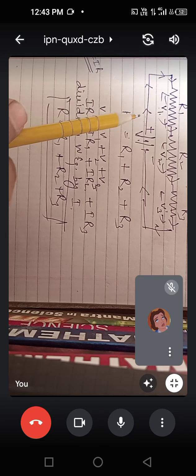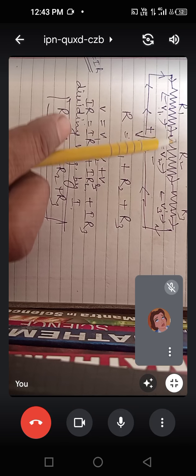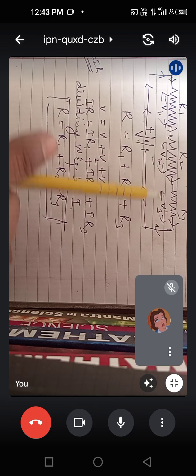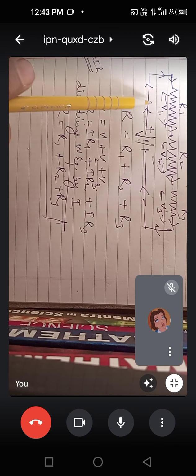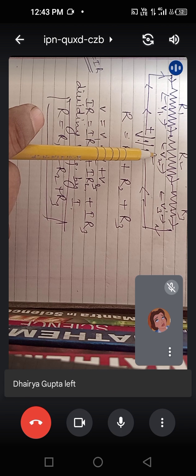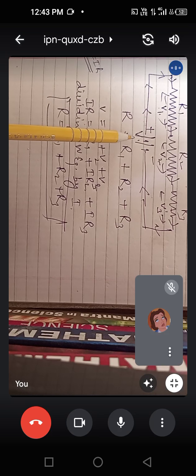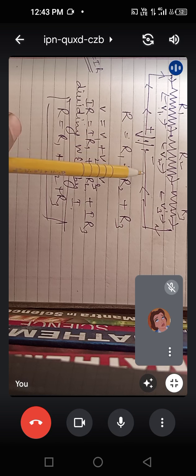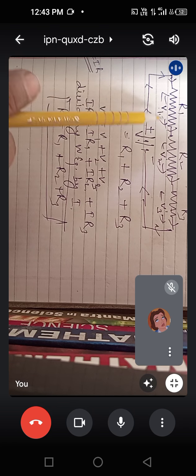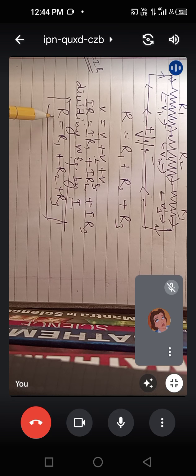You can see here a circuit. Three resistances are there, R1, R2, R3, and the potential across R1 is V1, across R2 is V2, and across R3 is V3. V is the potential of the battery. In series combination, the current remains the same, but the potential distributes. So V is equal to V1 plus V2 plus V3, and according to Ohm's law, V1 is IR1, V2 is IR2, V3 is IR3. Divide the whole equation by I, so you get R is equal to R1 plus R2 plus R3. This means that in series combination, the resistance offered will be equal to R1 plus R2 plus R3. Got it?